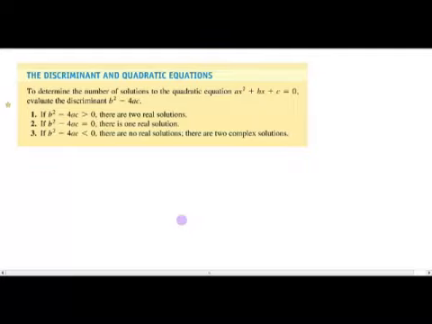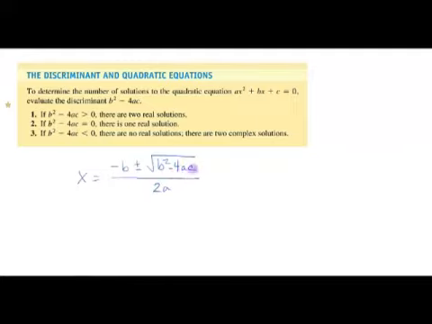The discriminant in quadratic equations. To determine the number of solutions to the quadratic equation ax squared plus bx plus c equals 0, evaluate the discriminant b squared minus 4ac. Now if you state the quadratic formula, you'll notice that b squared minus 4ac is the radicand of the radical. So depending on what kind of number that is determines how many solutions we'll have to our equation.